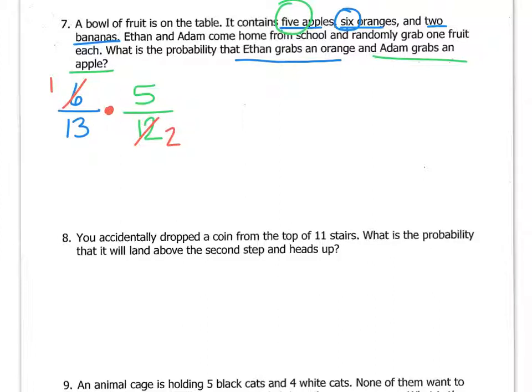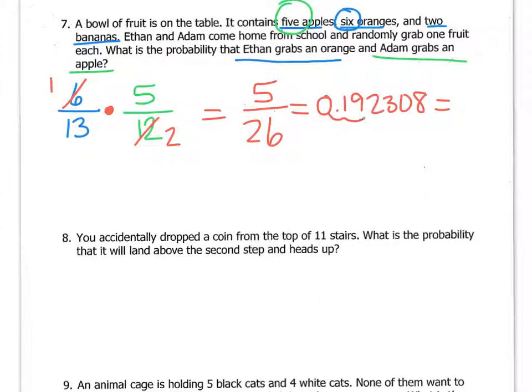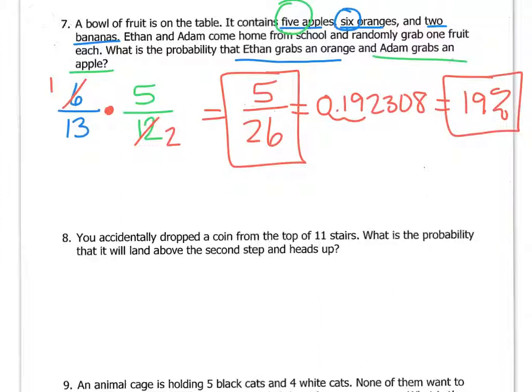Nothing else simplifies. So now if we multiply straight across, 1 times 5 is 5. 13 times 2 is 26. So the probability of this happening is 5 out of 26. And if you divide those, you get 0.192308, which is the same as 19%. So it's a 5 out of 26 chance or a 19% chance.